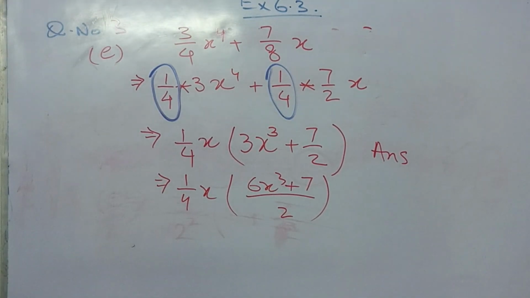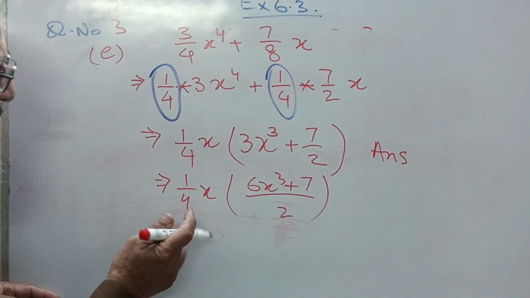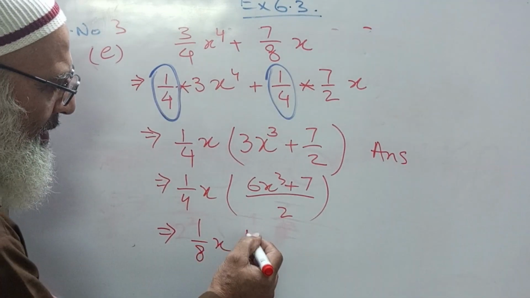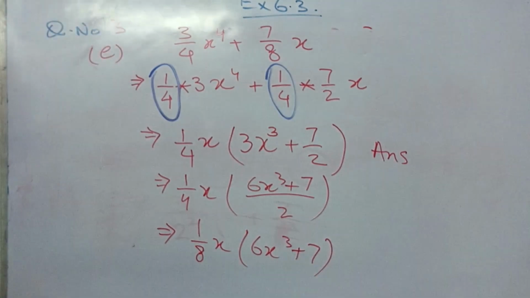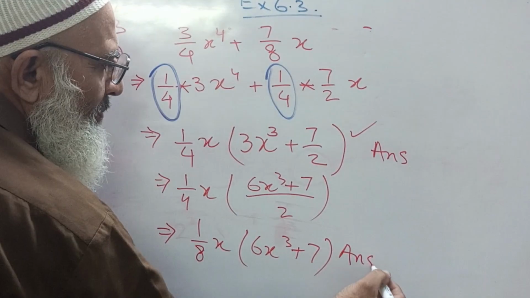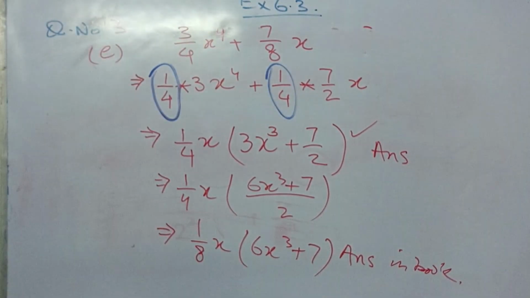But we have to see the answer of the book as well. So you see that you can multiply this 2 with this one. Now it will become 1 by 8 x, and 6x cube plus 7 will be your answer. The answer may be this or this, but in the book, this is your answer. Okay. Now I hope you would have understood this question.